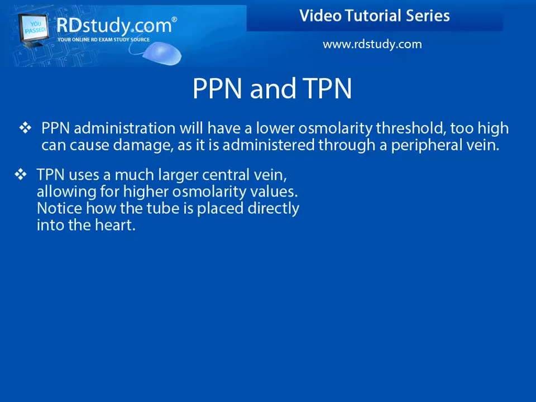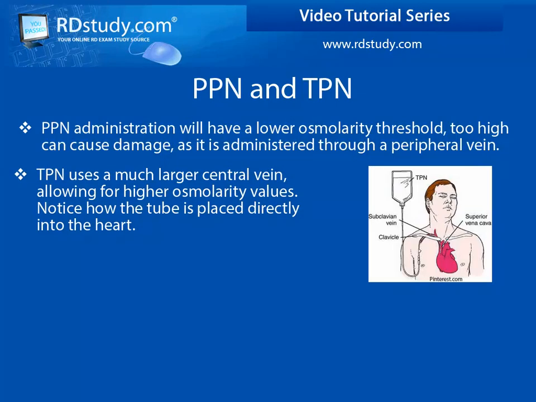TPN, or Total Parenteral Nutrition, typically has a higher osmolarity, as it is usually placed right into the heart or the vein that leads directly into the heart. With such a large amount of blood flowing through this area at such a rapid pace, the TPN solution quickly mixes in, so it is not so concentrated.